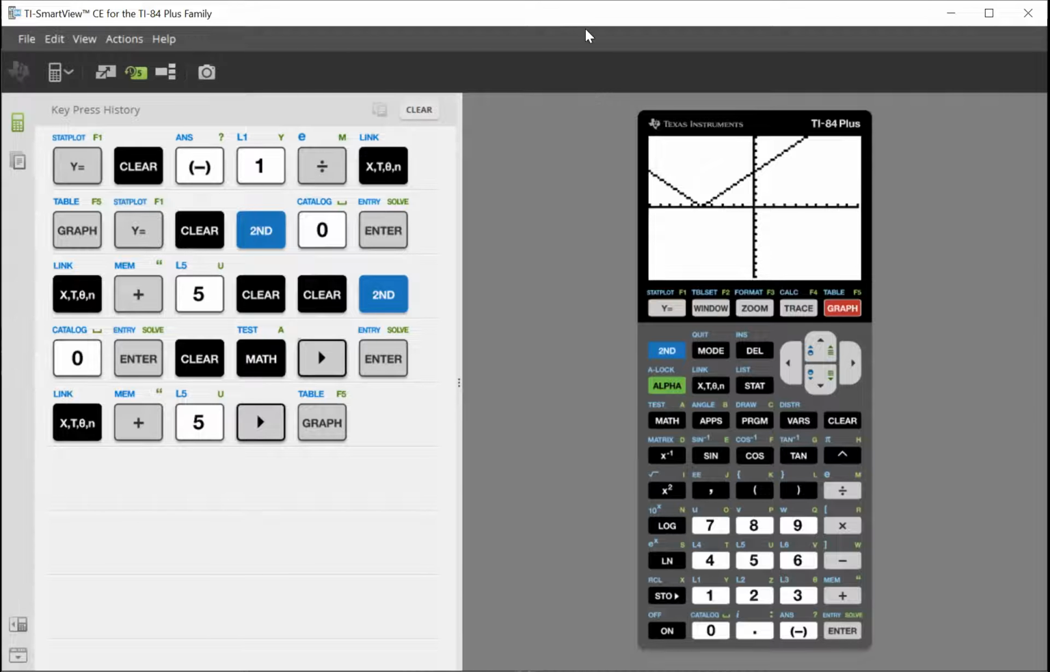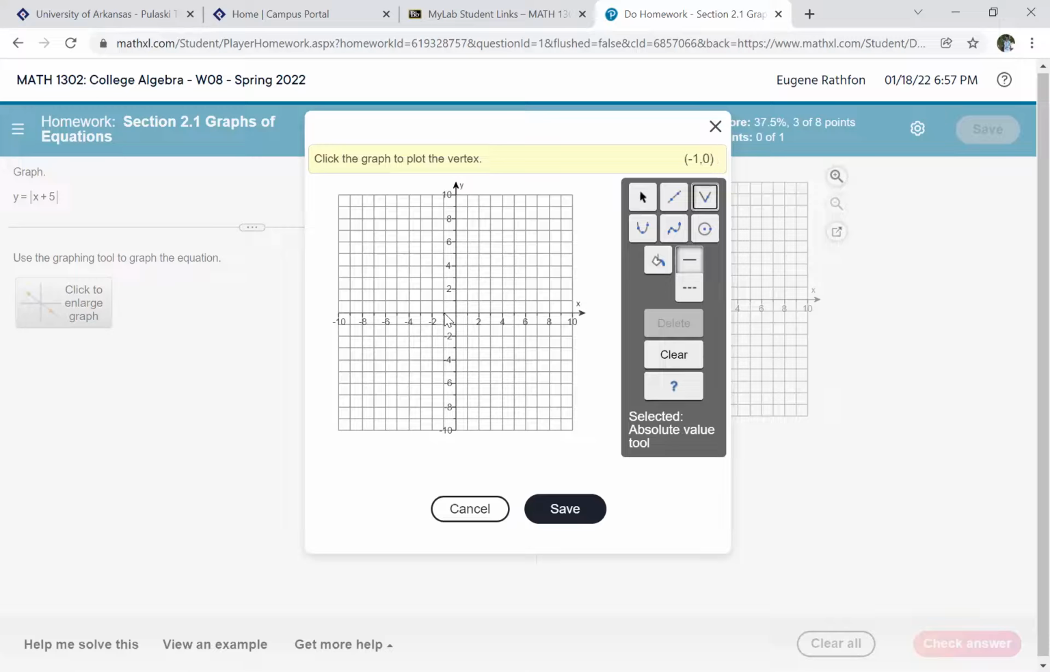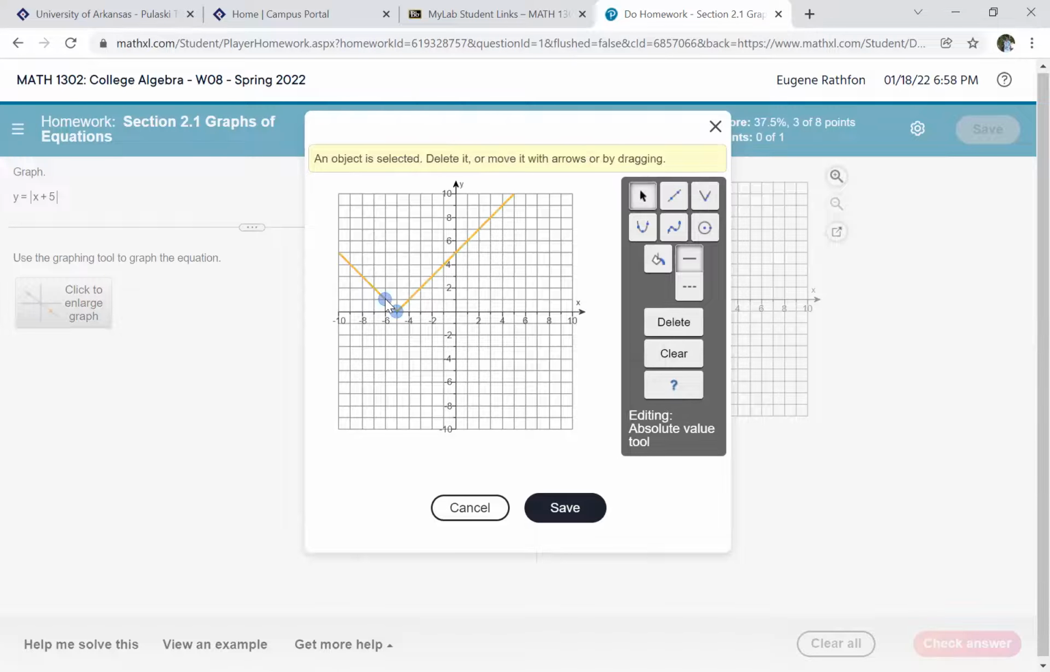So let's go to MATLAB. All right, so we've already got to the graphing part. So we hit the V, that's the absolute value tool. I gotta plot that bottom point first. So I gotta come over here and go to negative five, zero. You want your first point to be on the x-axis when you graph this, okay? My second point was negative six, one. So if I go left one, there's negative six, and up is one. But notice, this tool only had to plot one side, and it drew the other side for me, okay?